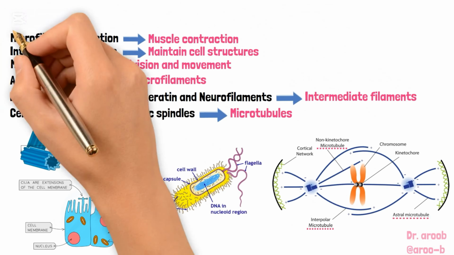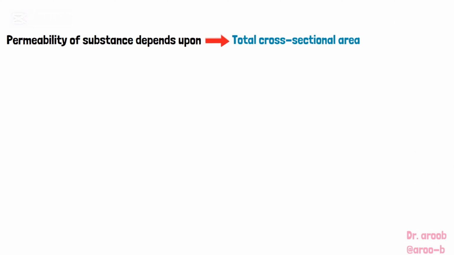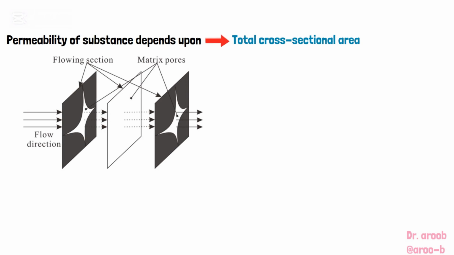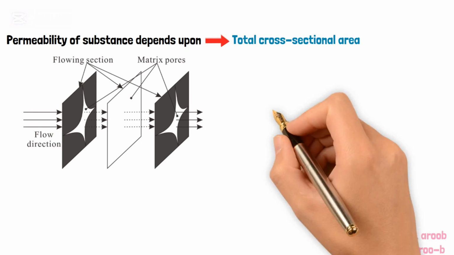Permeability of a substance depends upon the total cross-sectional area. Permeability is a measure of a porous medium's ability to transmit fluids, is directly related to cross-sectional area, and its unit is Darcy. The total cross-sectional area refers to the area of open pore space perpendicular to the direction of fluid flow. A larger cross-sectional area means more pathways for fluid to flow, thus increasing permeability. Conversely, a smaller cross-sectional area or reduction in pore space restricts fluid flow and lowers permeability.